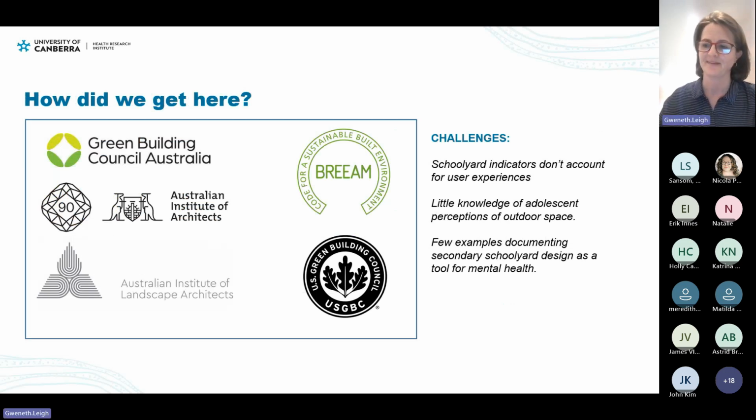So how did we get here? Well, there's a few challenges that we've identified. One is that schoolyard indicators don't necessarily account for user experiences. We've got a series of benchmarks that often look at the aesthetics and the beauty of these spaces. We've got awards that document their efficiencies in terms of sustainability efforts, but we don't actually have a lot of knowledge in terms of the perceptions of these spaces and their use by the students and the staff who use them. There's few examples documenting what secondary schoolyard design is as a tool for mental health. And there's little knowledge known about those adolescent perceptions of outdoor spaces.